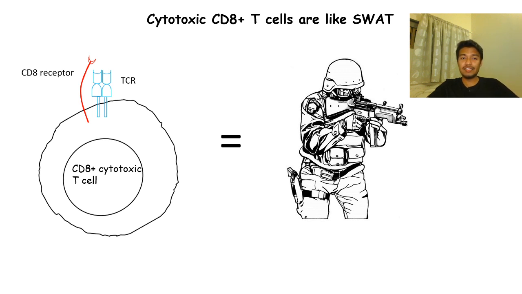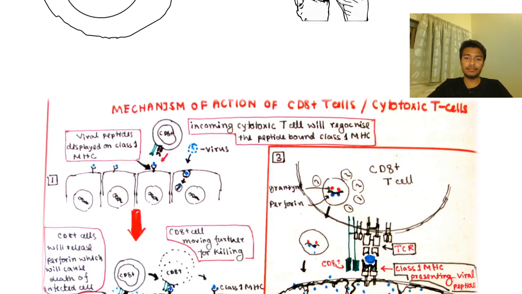But here we are going to talk right now about CD8 cytotoxic T cells. CD8 positive cytotoxic T cells are a subclass of the T cells, which are also known as the special operative SWATs of the immune system, because they are like killers. Their job is to kill. And in this video, it will become more evident how they actually kill.